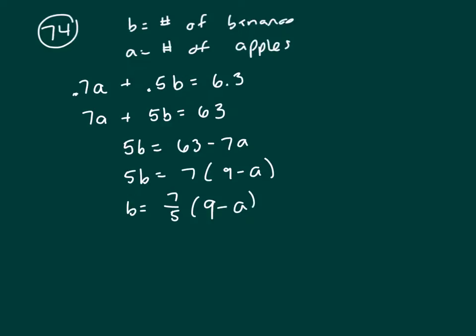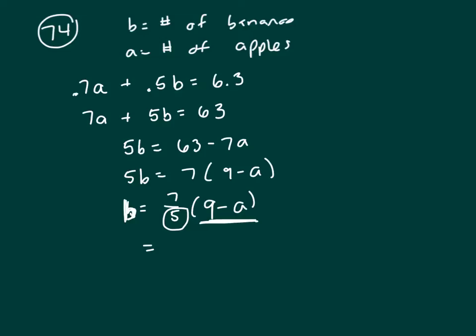Now B is the number of bananas, and the number of bananas has to be a whole number. So B equals 7/5 times (9 minus A), and that's got to be a whole number. The only way this can be a whole number, meaning it's not going to be a fraction, is if I can get rid of this 5. So I want this to be a multiple of 5 where I can cancel.